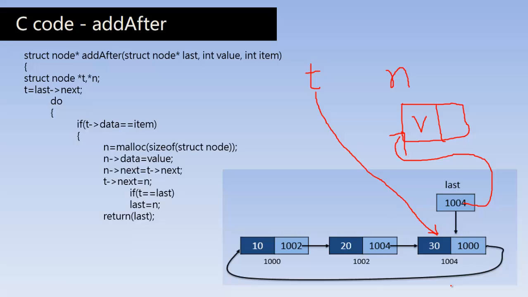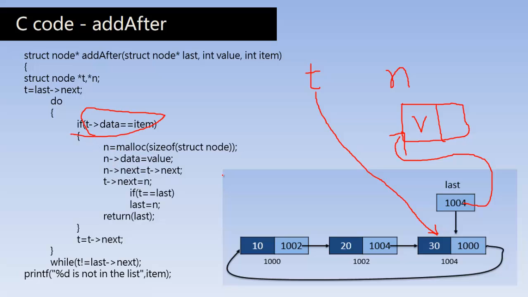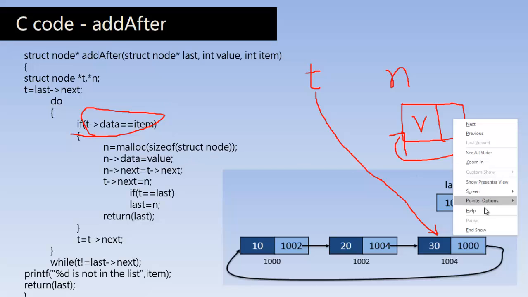And obviously this will point to the previous. And every time I'll make t point to the next node by replacing the address inside t, right? So this will happen until t is not equal to last arrow next. If t arrow data is not equal to item, I'll tell %d is not in the list, right? This is how we can add a node after any particular node, right?